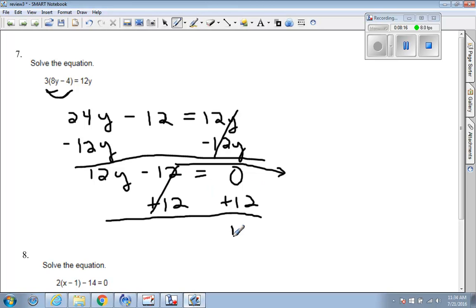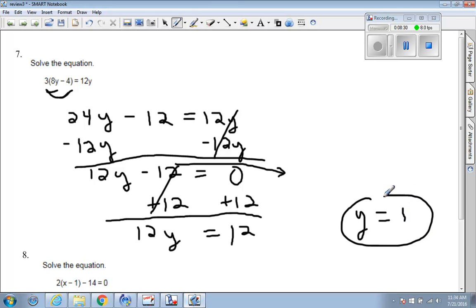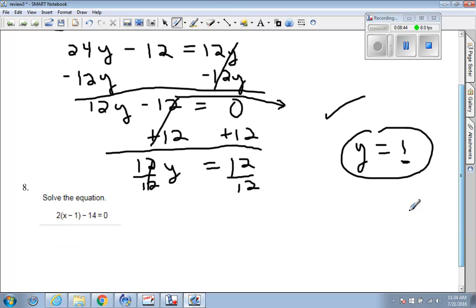0 plus 12 makes 12. And here I have 12y. I'll just drop that down. So now I have 12y equals 12. If you're getting good at the mental math, you know that y must be 1. If you want to write an extra step, you may divide by 12. But 12 divided by 12 is obviously 1. Okay? Head to the next one.